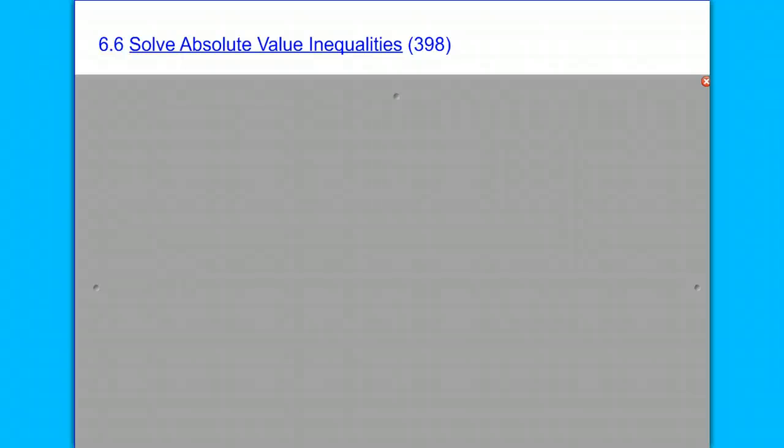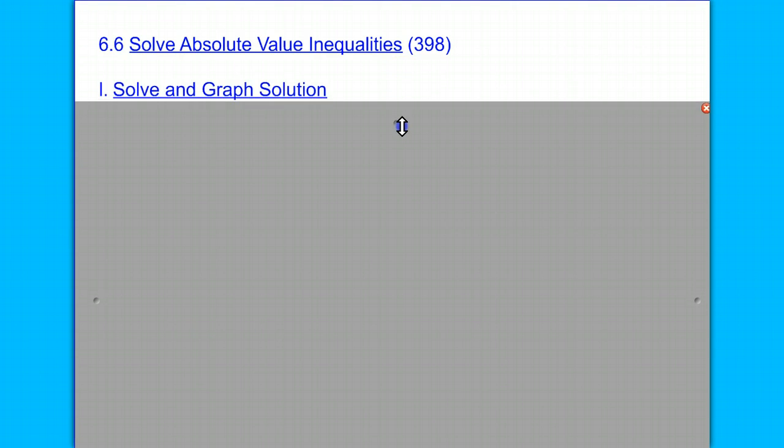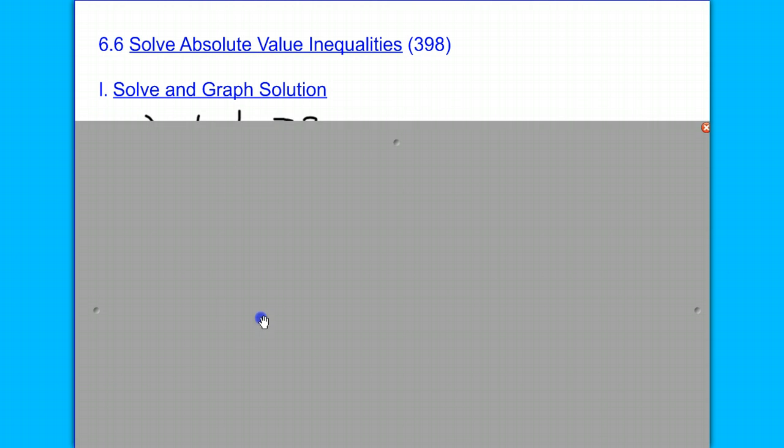We've been working with absolute value equations, so now we get to move to absolute value inequalities. And we're going to solve them today in 6.6. So solving and graphing solutions.